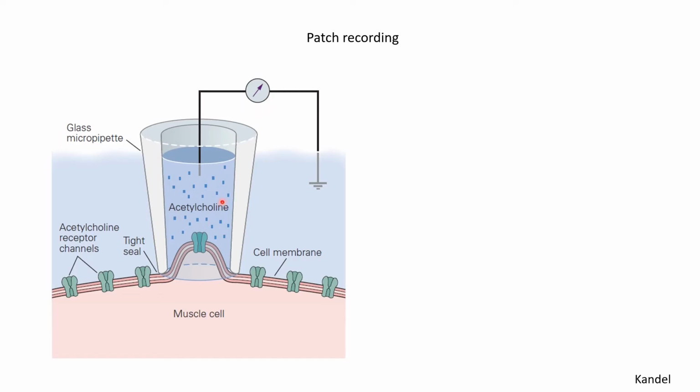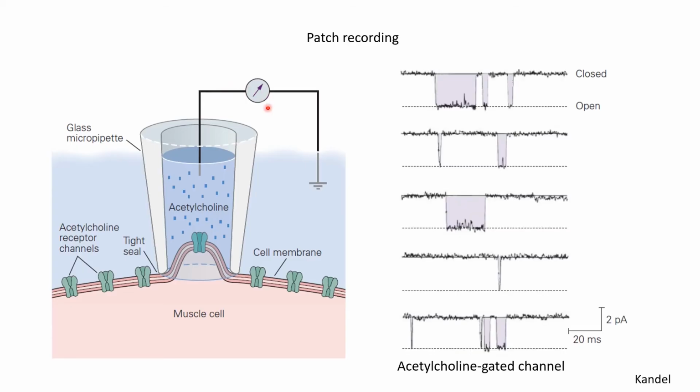Now if we have acetylcholine in the electrolyte, then it can go and bind to the ion channel and can open the ion channel. And whenever the channel opens, there will be current through the channel, and then we will be able to measure that current on our recording apparatus. So here is what the recording may look like. There may be zero current at some points, which means that the channel is closed. And whenever the channel opens, we will see some deflection in the current here. So there will be some positive or negative current depending on the membrane potential.